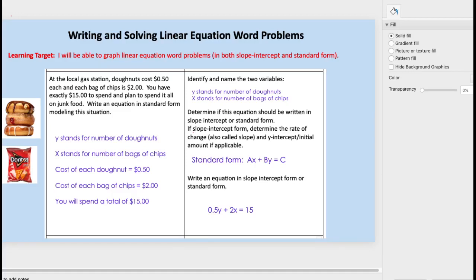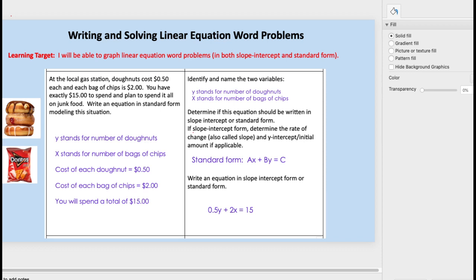The second part of our learning target says, I will be able to graph linear equation word problems in standard form. So we're revisiting one of the scenarios that we looked at last week in which we wrote an equation in standard form. So let's review. At the local gas station, donuts cost 50 cents each, and each bag of chips is $2. You have exactly $15 to spend and plan to spend it all on junk food. Write an equation in standard form to model this situation.